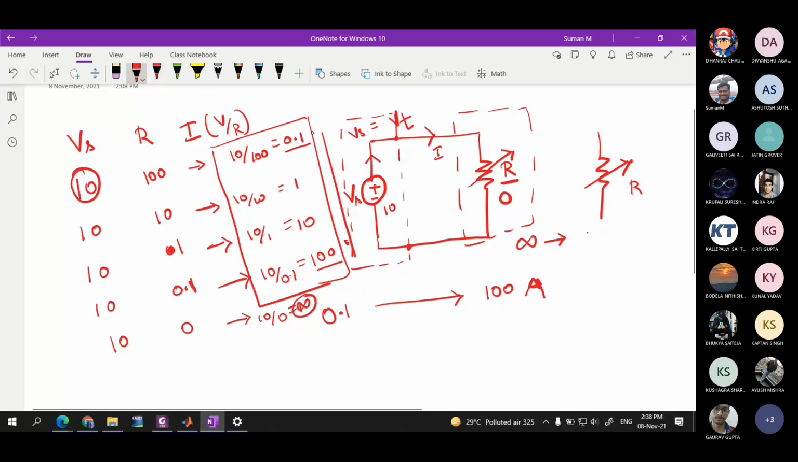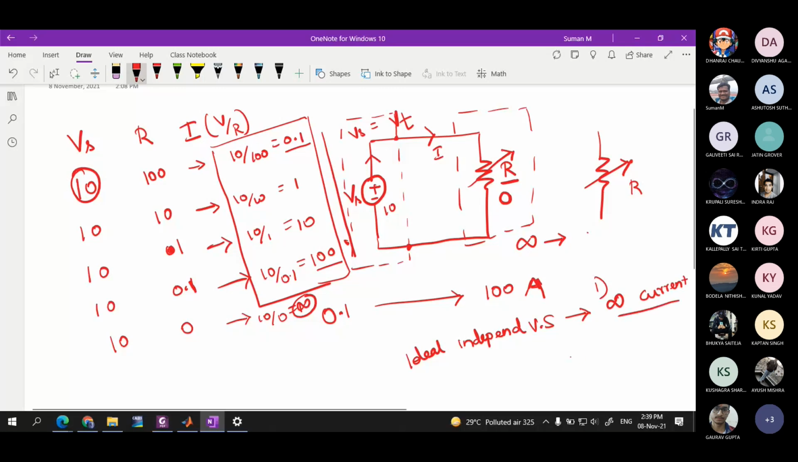This is for an ideal independent voltage source. An ideal independent voltage source can supply infinite amount of current. That is the first thing. Likewise, the ideal independent current source can supply infinite amount of current. That is the first thing.